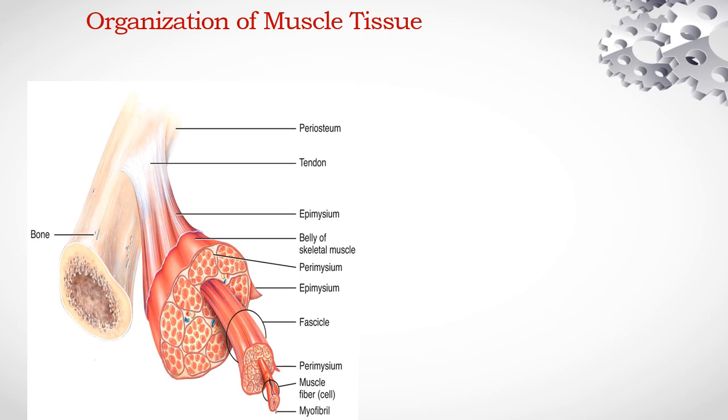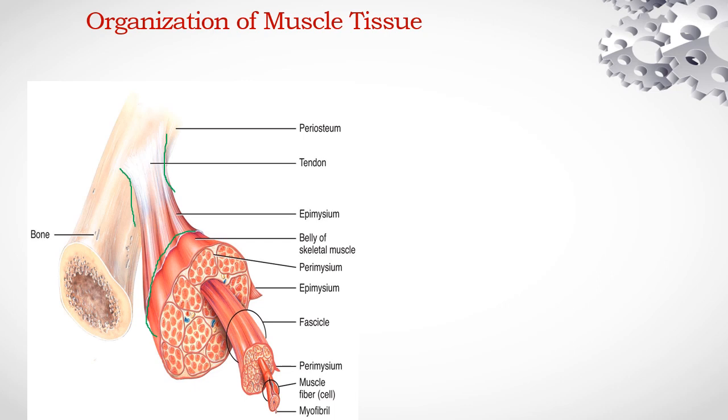So as you can see here, starting from the bone where the muscle attaches via a tendon. Okay, a tendon is a connective tissue. So as you can see there, this is a tendon attaching to the bone. Then this tendon is a continuation of a connective tissue covering known as the epimysium. The epimysium covers this entire muscle. This entire muscle here, it is covered by the epimysium.